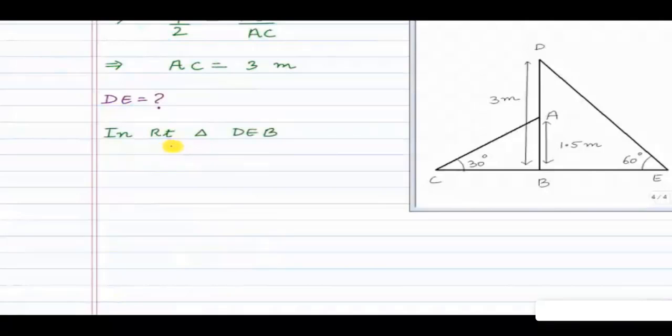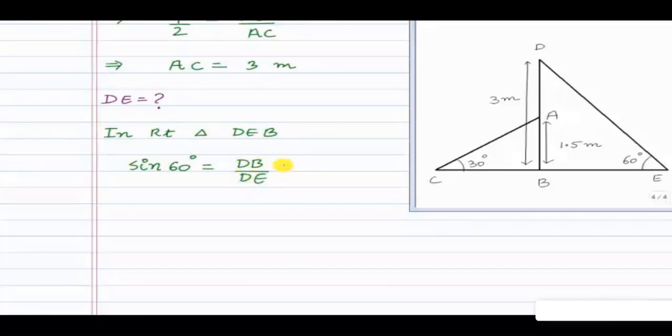Now similarly, in right triangle DEB, sine 60 will be equal to opposite side over hypotenuse. For this angle of 60 degrees, the opposite side is DB and the hypotenuse is DE, and we can see here that DB is equal to 3 meters. So sine 60 degrees will be equal to DB over DE.